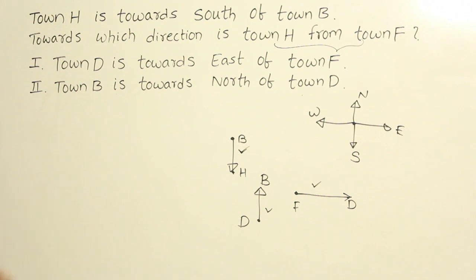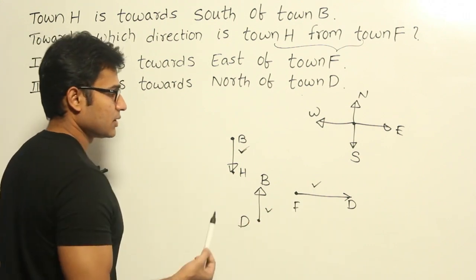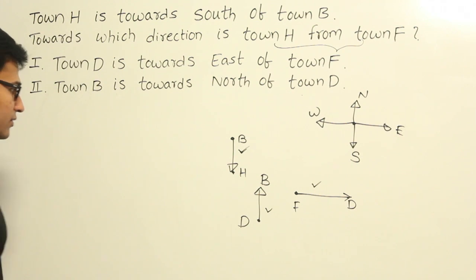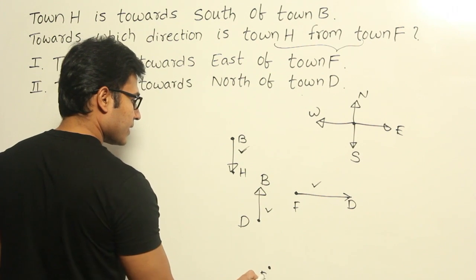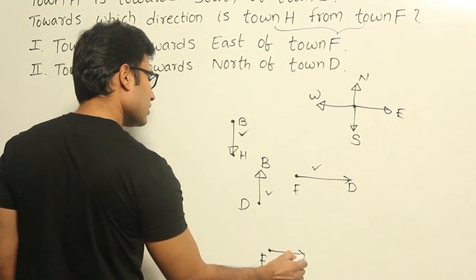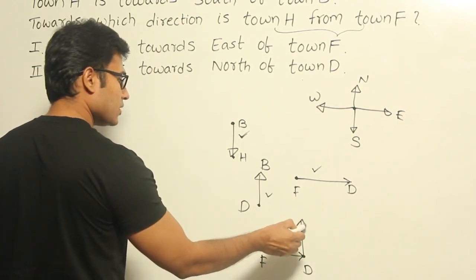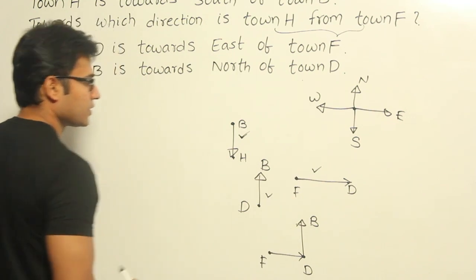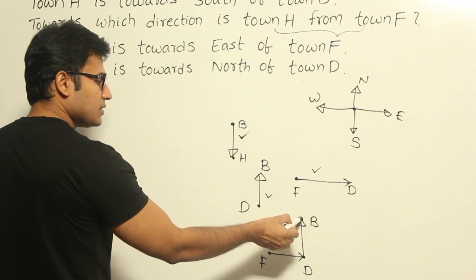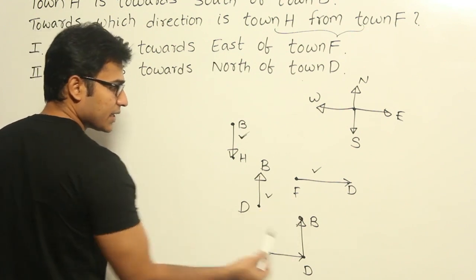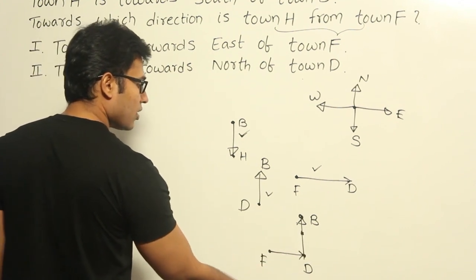And if you try to combine them, let's see if we can do something. If I try to combine these two pieces of information, then what do we get? Here we can get it this way. From F, D is to the east of it, and from D, B is to the north of it, right? And with relation to B, H is anywhere down this line, isn't it? Therefore H can be somewhere here or here or here.